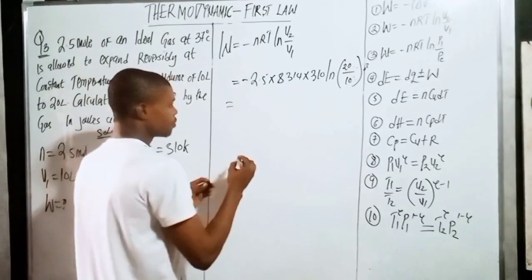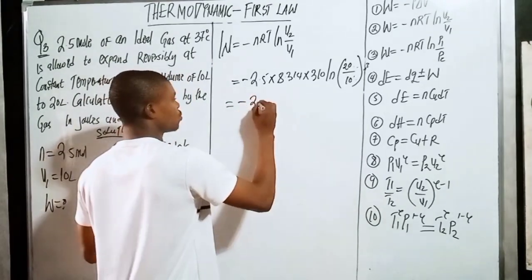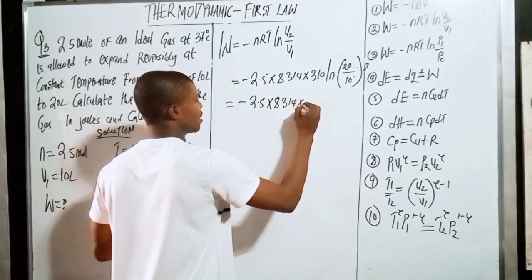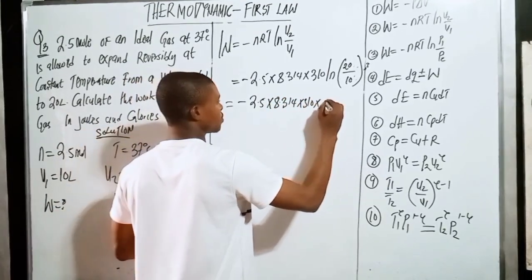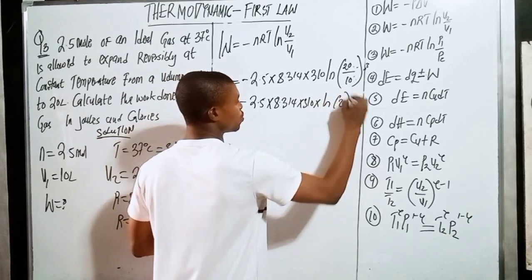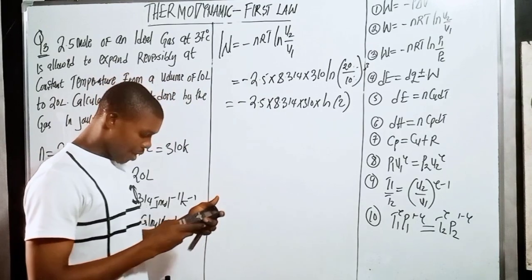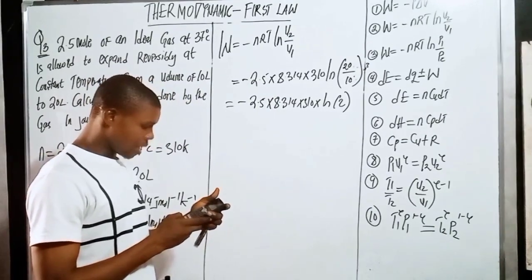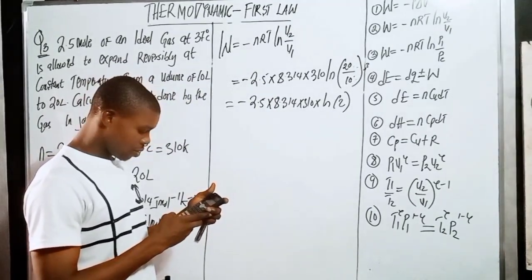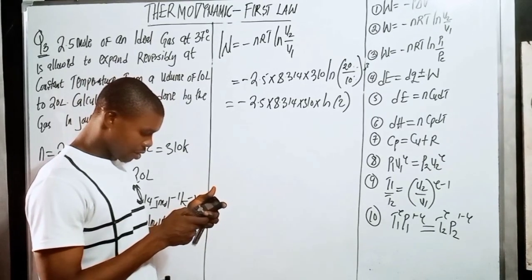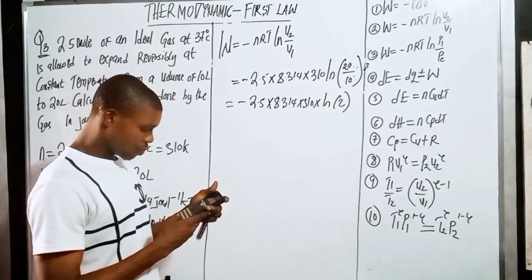So here we have minus 2.5 times 8.314 times 310 times ln 2. So what you want to do here is to calculate and put your answer. So minus 2.5 times 8.314 times 310 times ln 2.